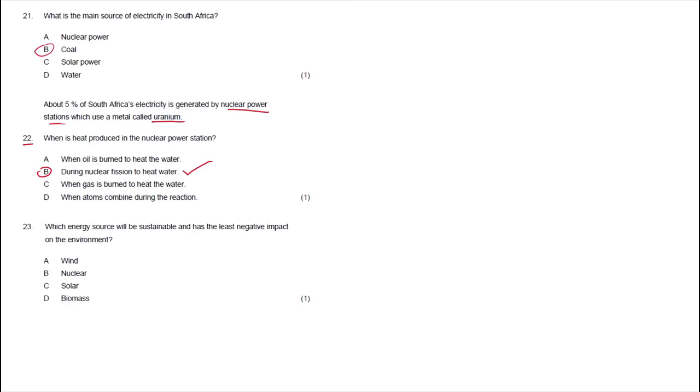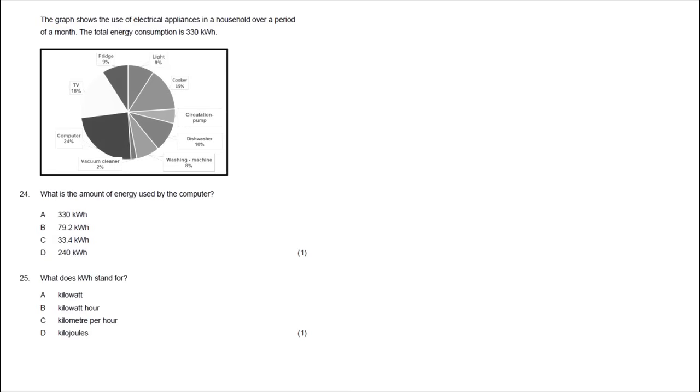Okay, and now we will move to question 23. Question 23 says, which energy source will be sustainable and has the least negative impact on the environment? Okay, so we know that clean, renewable, and least harmful to the environment will be solar, which is C. So this one is the one that is safe on the environment.